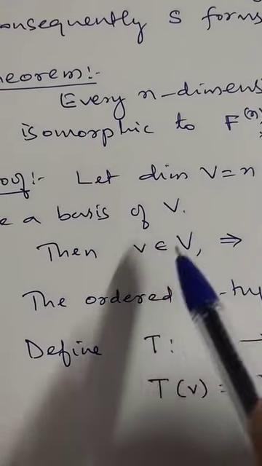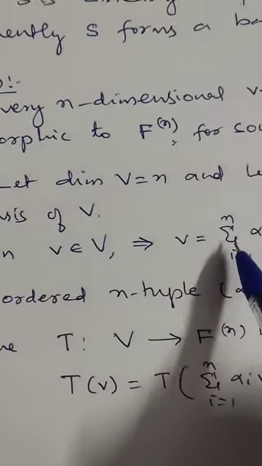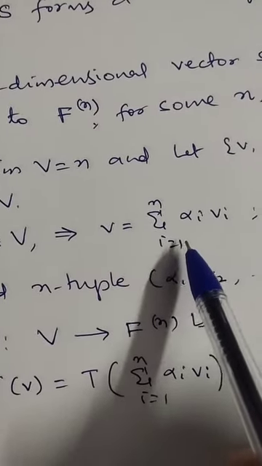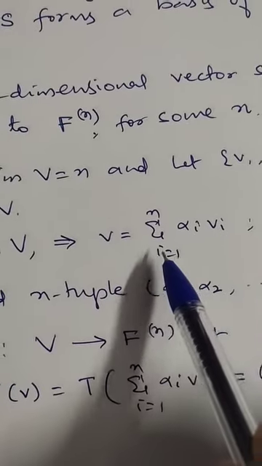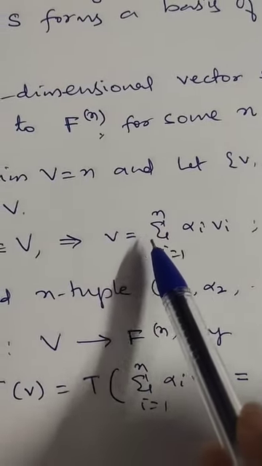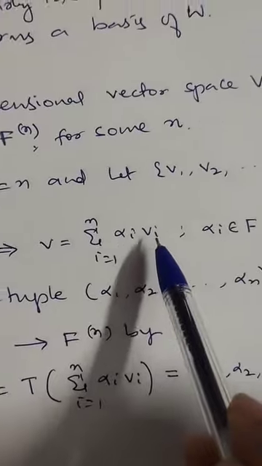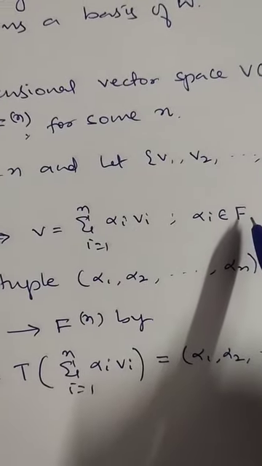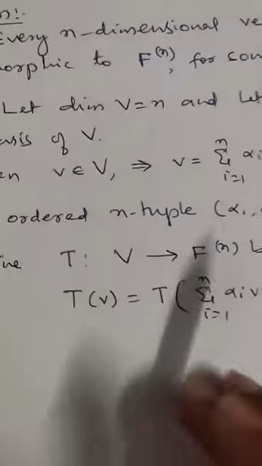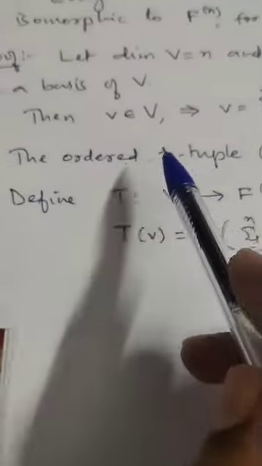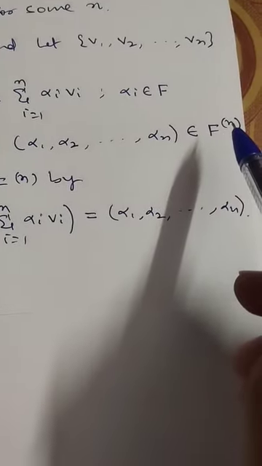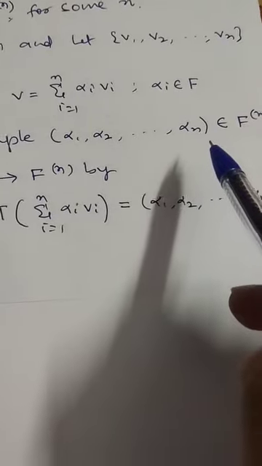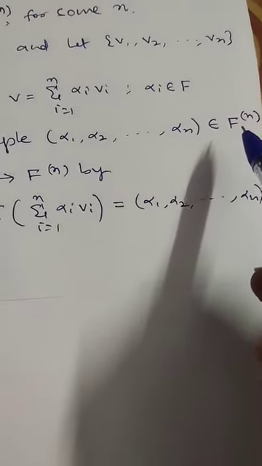These are the basis, meaning any vector v in V can be written as a linear combination. v is equal to alpha 1 v1 plus alpha 2 v2 etc., alpha n vn, which I write in summation notation: v is equal to summation i is equal to 1 to n alpha i vi, where alpha i belongs to F. Now the ordered n-tuple alpha 1, alpha 2, etc., alpha n definitely lies in F^n, for each alpha i belongs to F. F^n contains the n-tuples of elements of F.